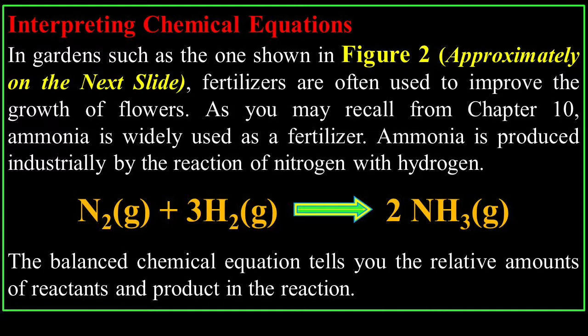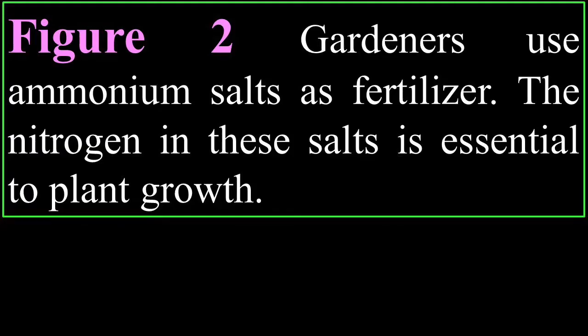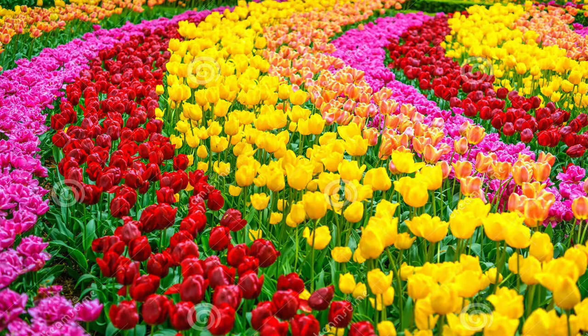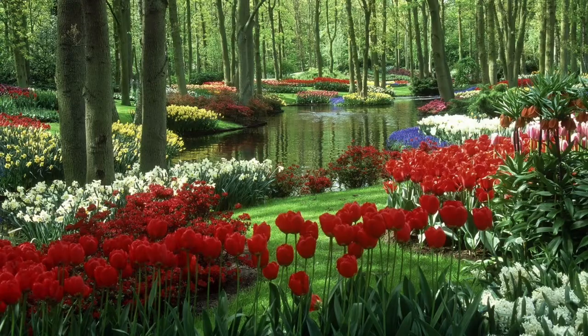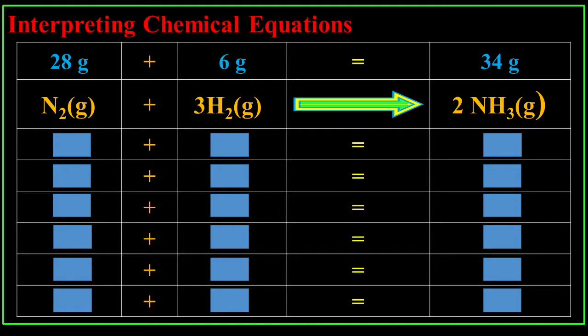The balanced chemical equation tells you the relative amounts of reactants and products in the reaction. Figure 2, gardeners use ammonium salts as fertilizer. The nitrogen in these salts is essential to plant growth. These are tulips in a beautiful arrangement. We use fertilizers to make those strong and healthy. Here's another flower garden. You see the little creek there. It's also amazingly beautiful because, in large part, of fertilizer.